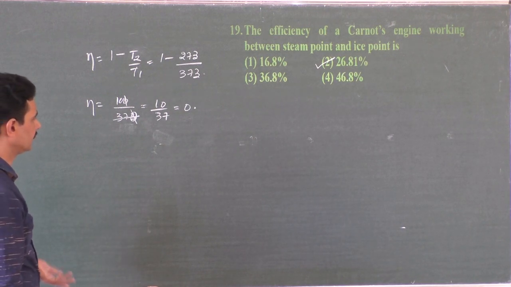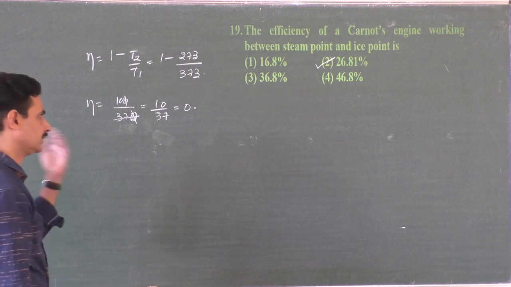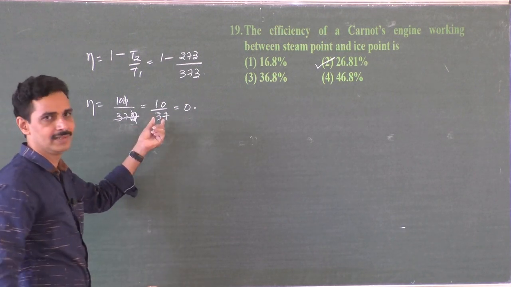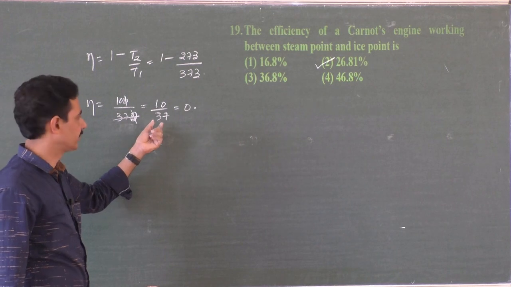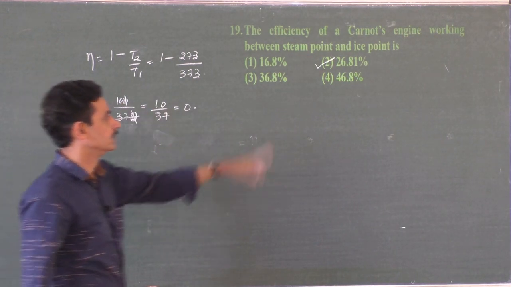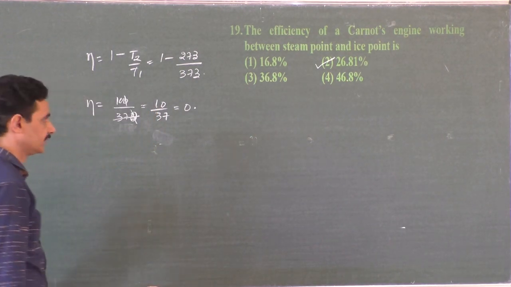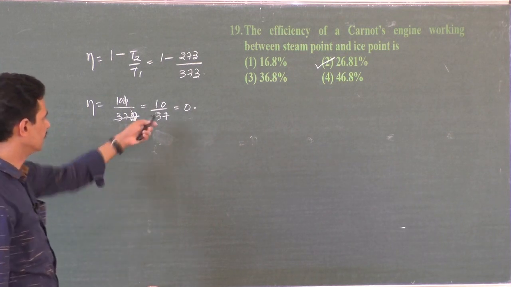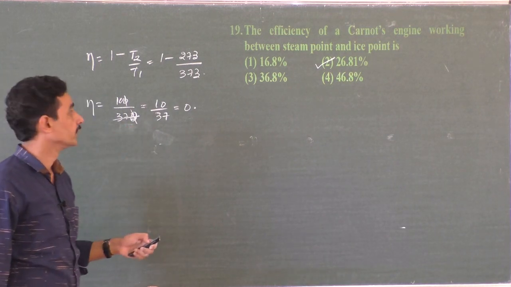10 by 40, yeah, because if it was 10 by 40, it would have been 1 by 4, 0.25, but it is 37, a little bit more. So 26.81%, correct. I don't know why I struggled. It is 10 by 40, nearly.